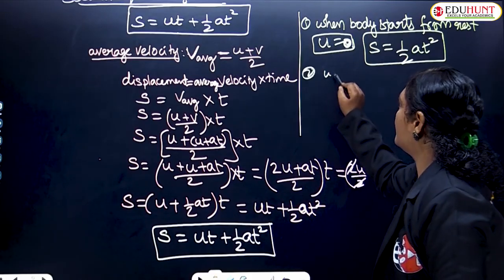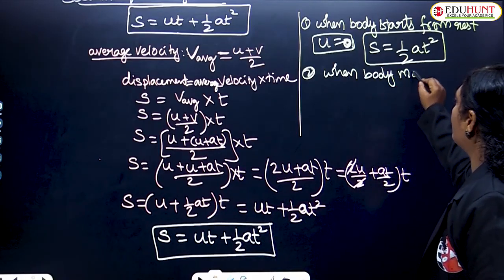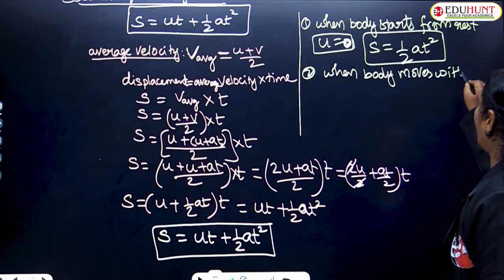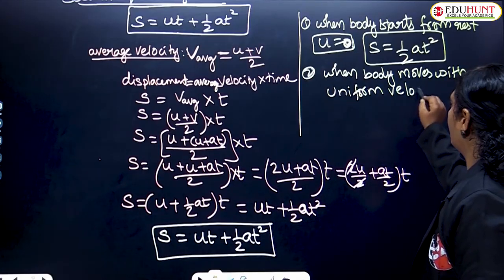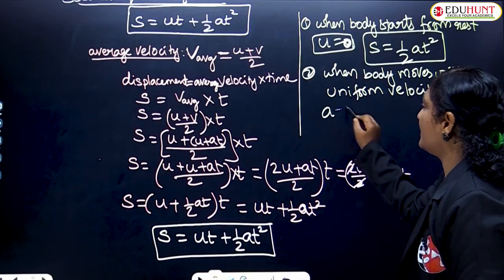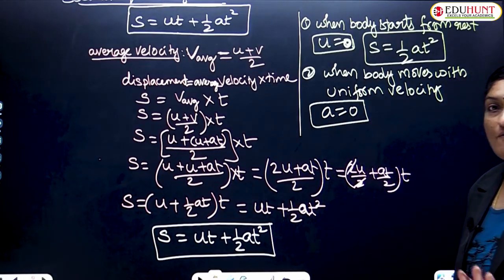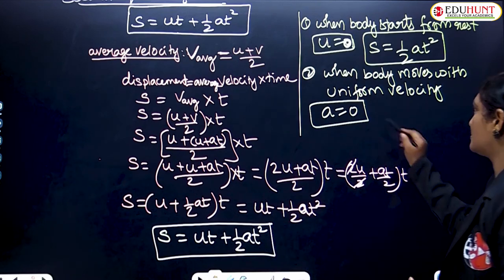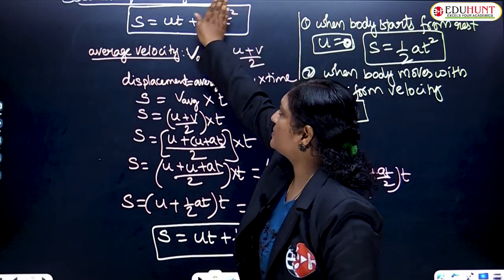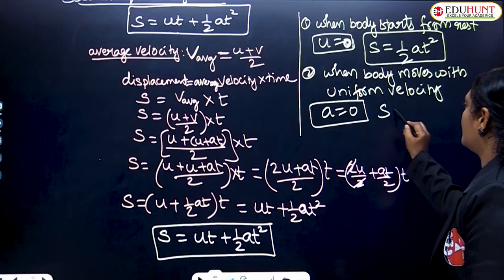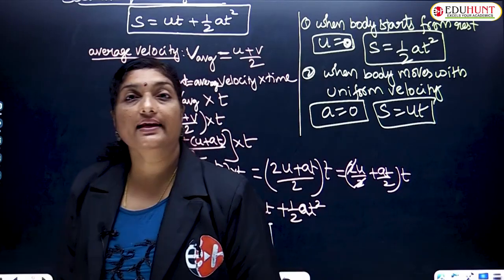And the second case, whenever the body moves with uniform velocity, then what is the condition, children? In that case, we have no acceleration, that is a equals 0. Hence, substituting a equals 0, this whole term becomes 0, then displacement s equals ut. Okay, children, so this is the second equation of motion.